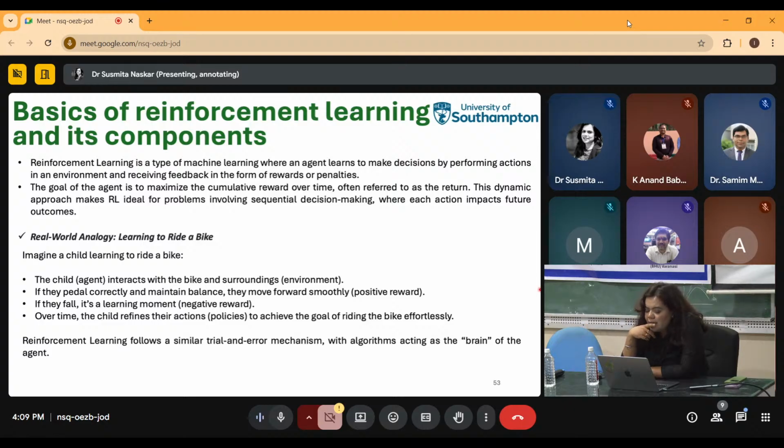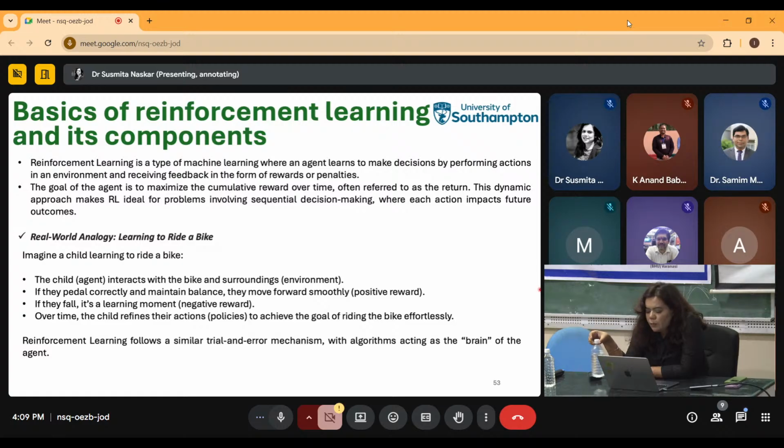So as I said, reinforcement learning essentially mimics how humans learn new skills by experimenting, by receiving feedback, by improving their performance, okay? So in AI systems, you can see that this algorithm acts as the brain of the agent, because it enables us to make smarter decisions over time.